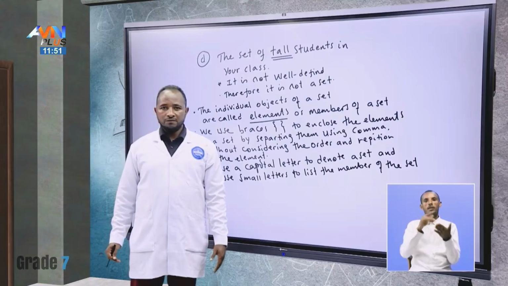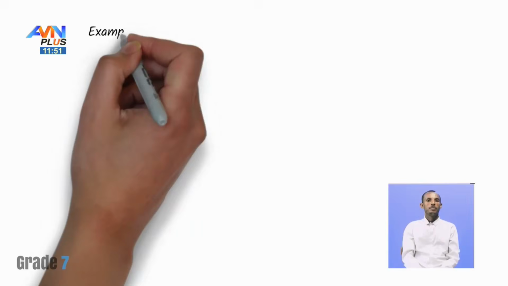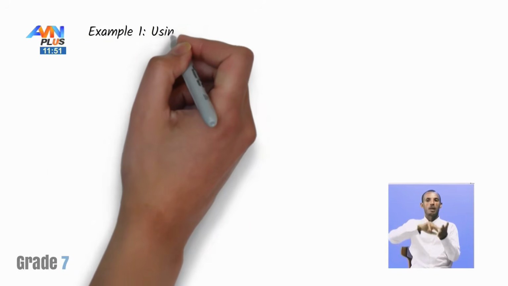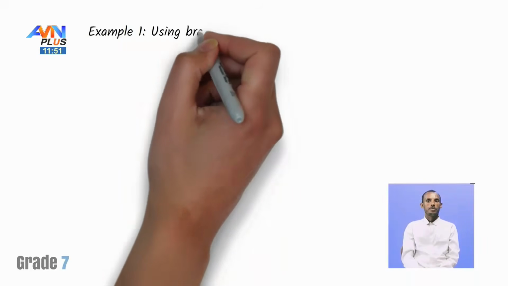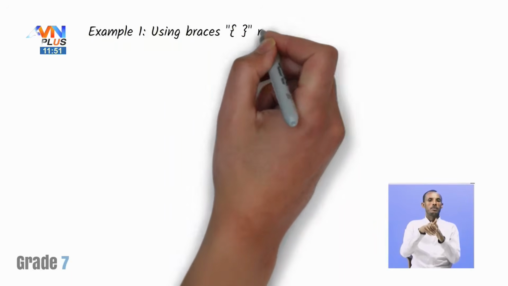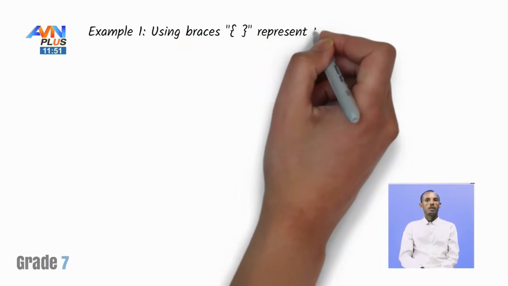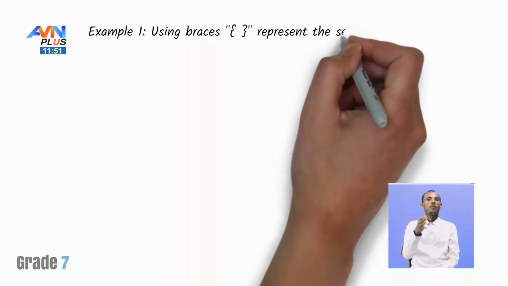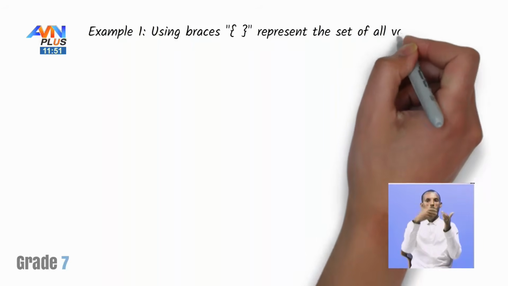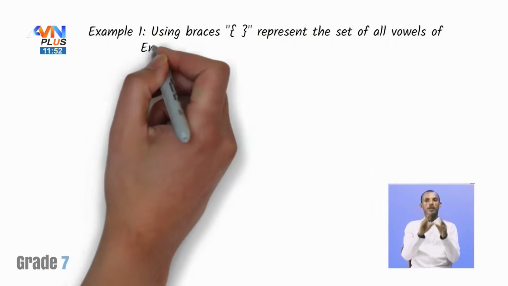So let's see an example for this. Example: using braces, that means this symbol, represent the set of vowels, the set of all vowels of the English alphabet.